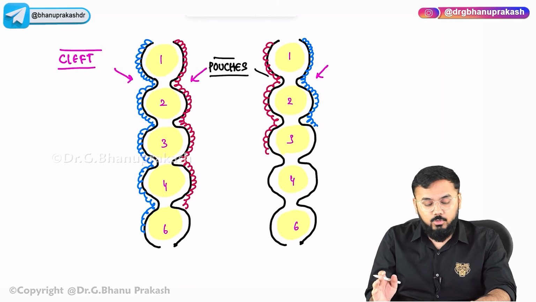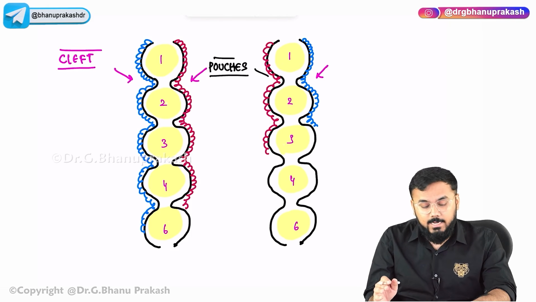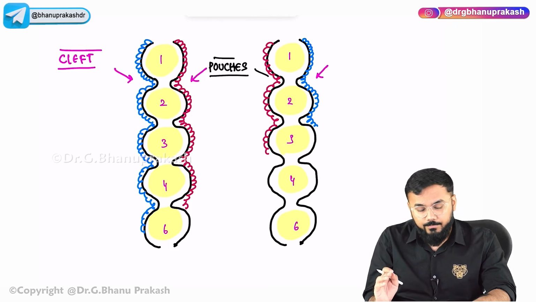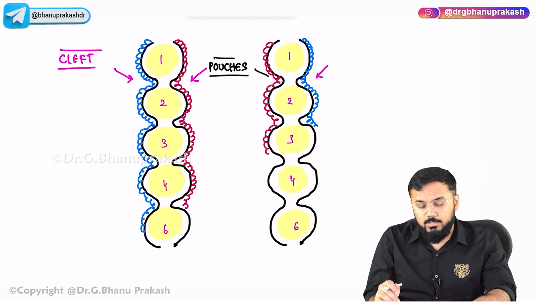So can I tell like this, that clefts are lined by which epithelium? Clefts are lined by ectoderm. Pouches are lined by what? Pouches are lined by endoderm.